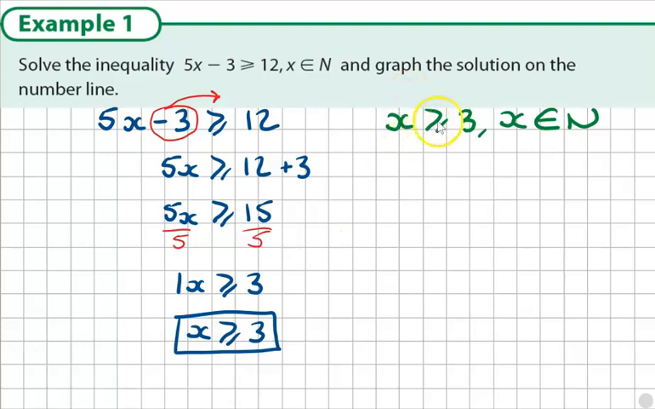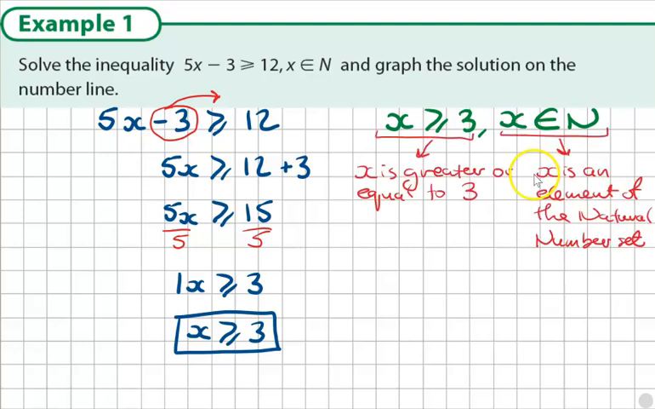So x is greater or equal to 3, and x is an element of the natural number set. So this means x is greater or equal to 3, and this means x is an element of the natural number set. So natural numbers are positive whole numbers. And when we are drawing out on a number line positive whole numbers, we draw noses. So if you see an N, a capital N that stands for natural numbers, you want to think noses. We're going to draw noses.